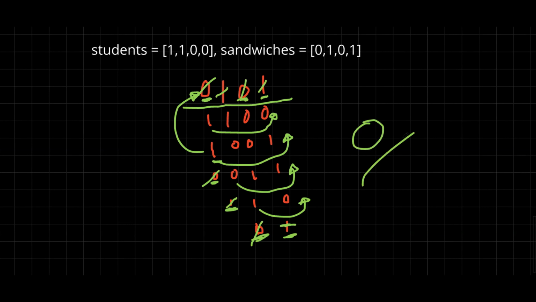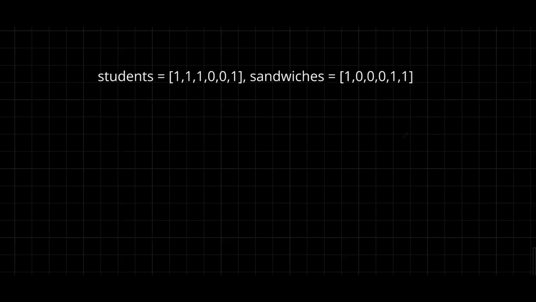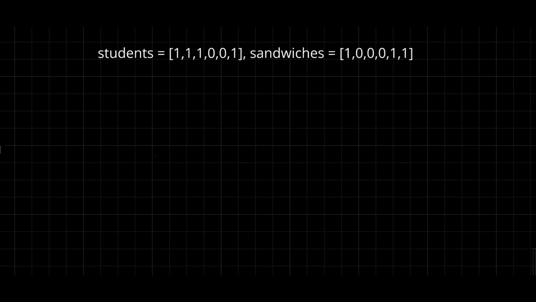Now, let's take another example. Suppose in this example, the students' preferences are 1, 1, 1, 0, 0, 1, and the sandwiches are 1, 0, 0, 0, 1 and 1.